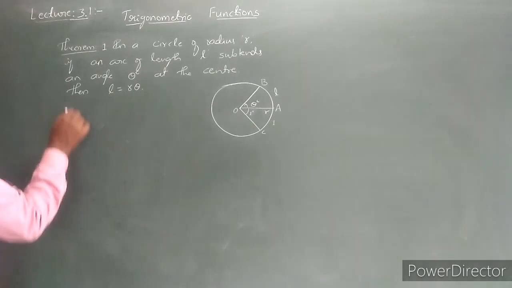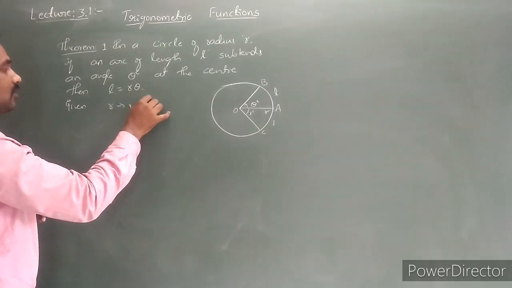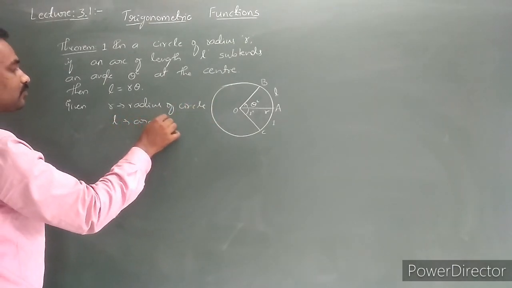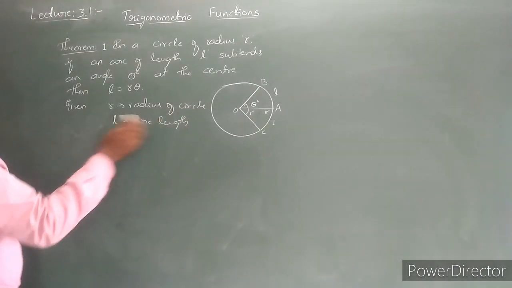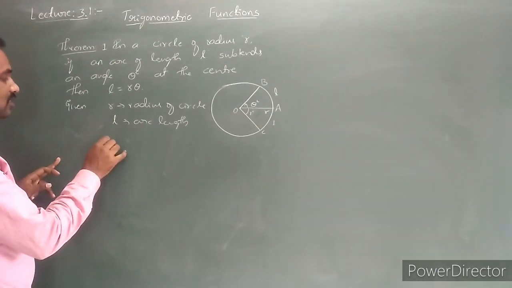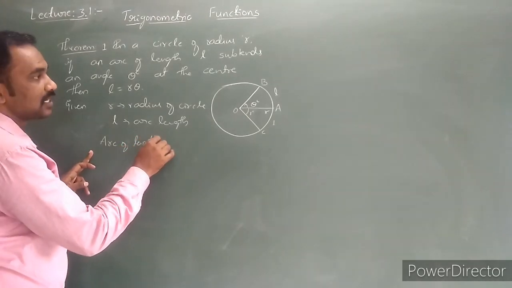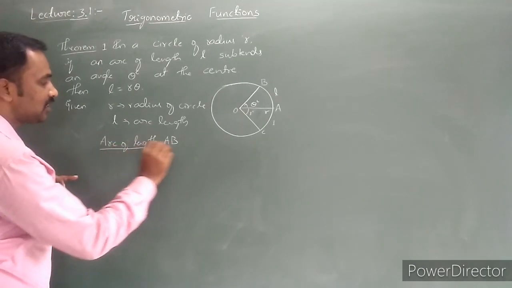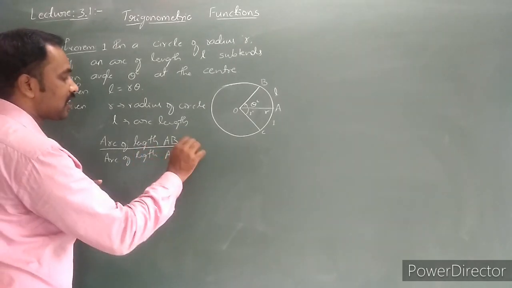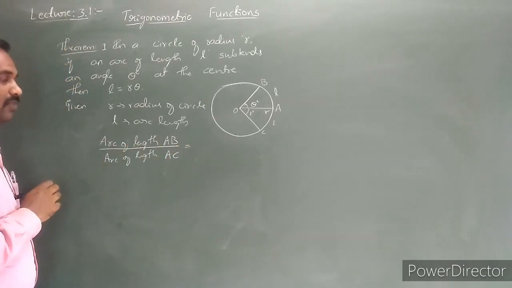Then, what is the given thing? r is the radius of the circle, L is the arc length, and theta is the angle at the center. Okay, here we have a circle. That means I consider a ratio: the arc length of AB divided by the arc length of AC. The arc length of AB divided by the arc length of AC is proportional.